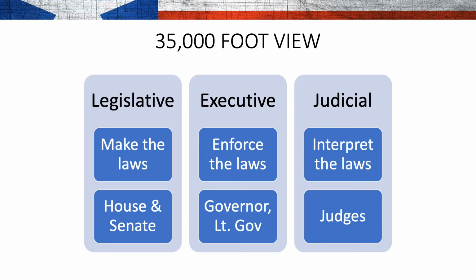So let's take, I'd like to say, a 35,000-foot view, like an overview. We're going to talk about the legislative branch that makes the laws, that's the House and the Senate. The executive branch, that'll be another lecture. They enforce the laws, that's the governor and the lieutenant governor. And then the judicial branch, like we talked about, interprets the law, and that is the judges. So we're only going to focus on the very first piece of this, the legislative branch.